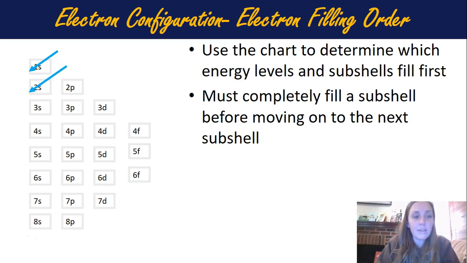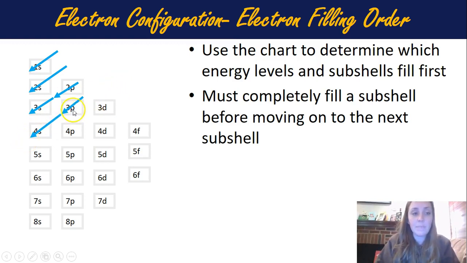So your arrows kind of look like this. See how it's doing that diagonal and down. So 1s fills first, then 2s. And if you look at the arrows, the next one would be 2p. And then that leads you to 3s. So once 2p fills, you can go to 3s. From there, see how your next arrow leads you to 3p, which leads you to 4s. And again, all of these have to completely fill before moving on to the next one. Notice 3p fills, then 4s fills, then you go back to the third energy level, to the 3d.